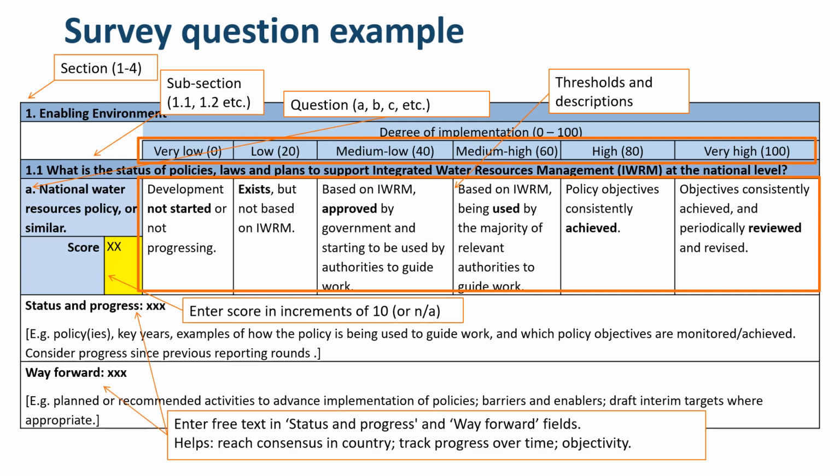Below the score is a very important aspect of the survey. The status and progress and way forward fields allow you to provide the context for the score and to highlight potential barriers and enablers to advancing that aspect of IWRM. You should also reflect on the progress since previous reporting rounds. The text you provide in these fields should help you reach consensus among stakeholders on the score and help you track progress over time. It also increases the objectivity and transparency of the score because it becomes evidence-based.